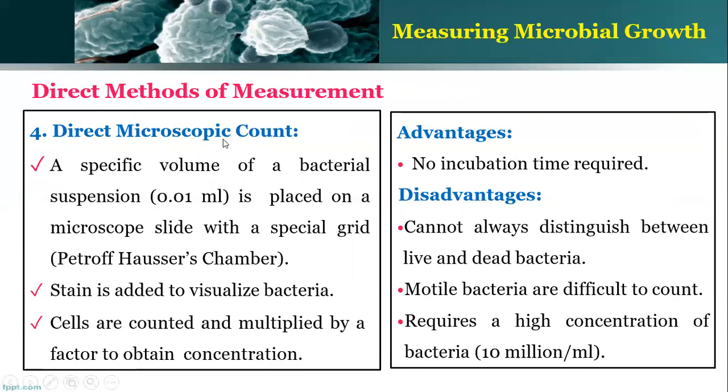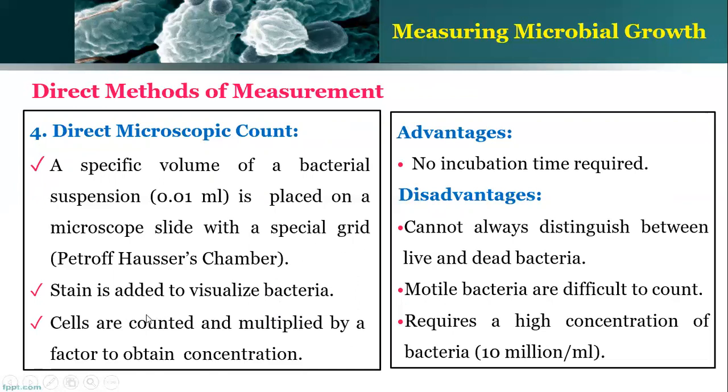The next method is the direct microscopic count. This direct microscopic count requires a special chamber, that is the Petroff-Hausser chamber. On the Petroff-Hausser chamber, the bacterial culture is added, and then a stain, a coloring agent, is also added to visualize the bacteria. Now cover with the cover slip, and using the microscope, you can count the number of bacteria in the direct microscopic count.